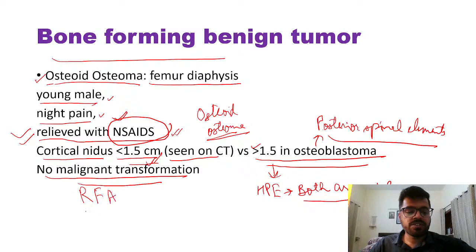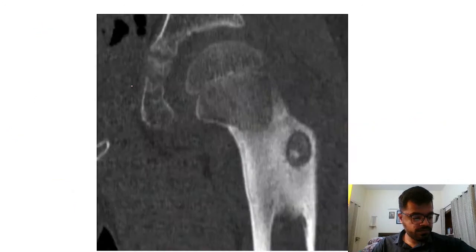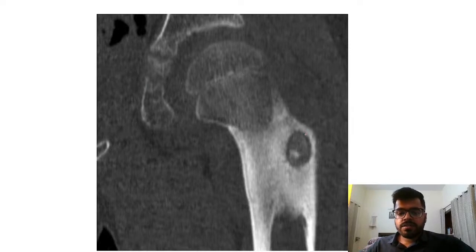Radio frequency ablation, or we can go for open surgery. Both can be done. So, young male, femur diaphysis, night pain relieved with NSAIDs, and there's a cortical nidus which is less than 1.5 centimeter. It's osteoid osteoma. So here is the cortical nidus, as we can see.